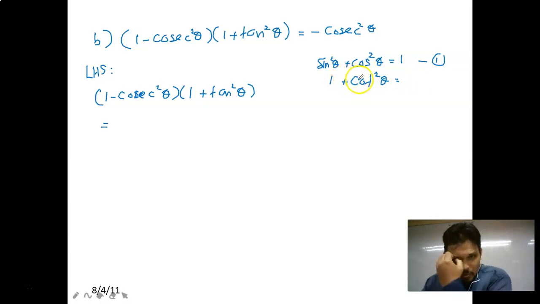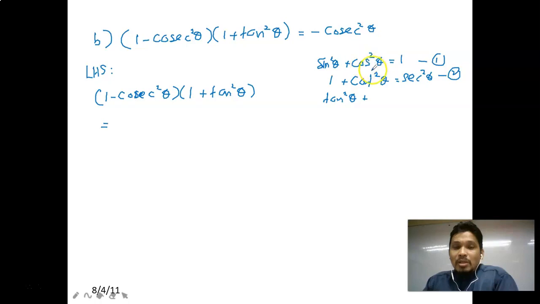and 1 over sine square is secant square theta, equation 2. And sine square plus cos square equal to 1, divided by cos square. So sine over cos is tangent square theta plus cos square divided by cos square equal to 1, and 1 over cos square equal to secant square theta.